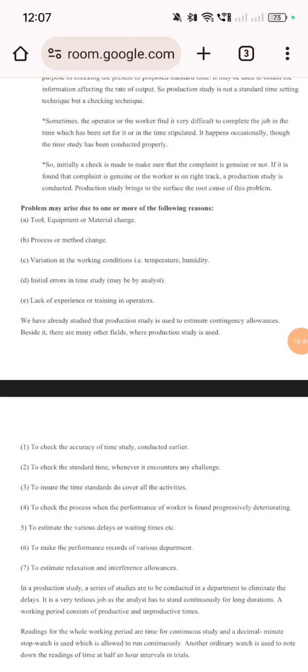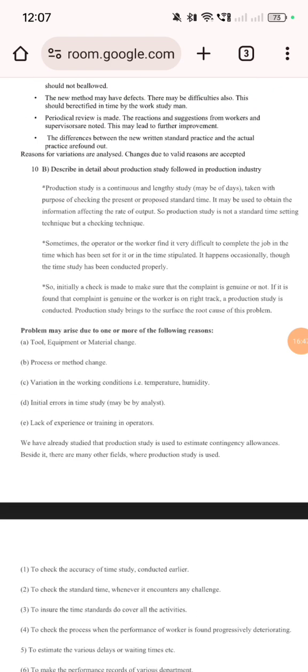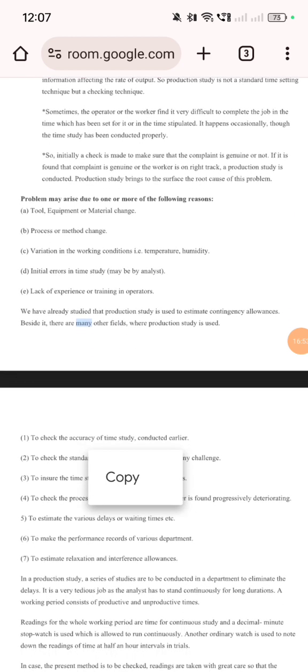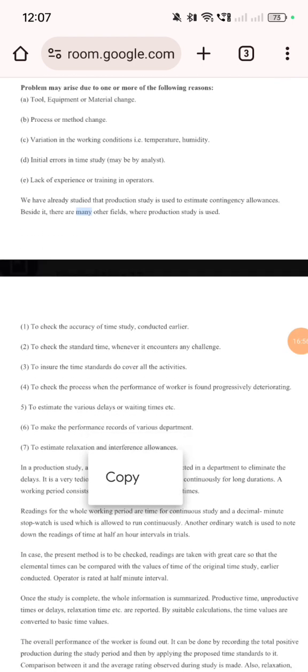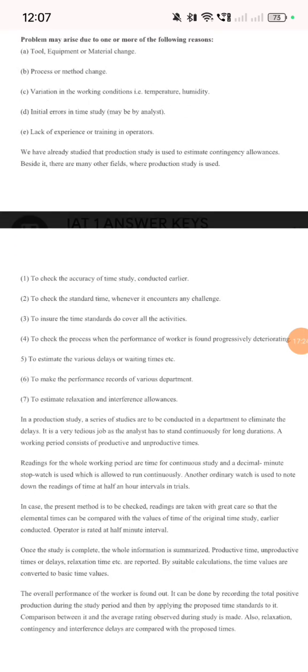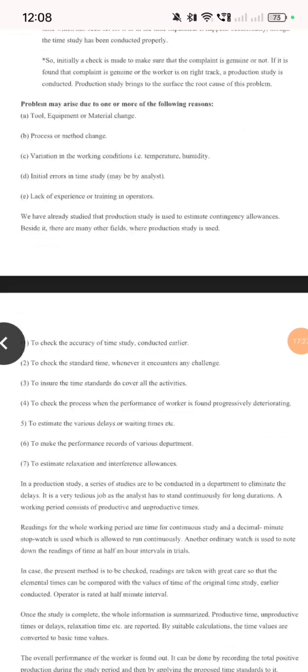The problem may arise due to one or more of the following reasons. First one, tool, equipment or material change. Second one, process or method change, variation in the work condition, initial errors in time study, lack of experience in training participation. To check the accuracy of time study conducted earlier, to check the standard time whenever one encounters any change, then ensure the time standards cover all activities. In this article, we will cover 4 distinct types of production process. First one, batch production, continuous production, flow production, custom production. These are the 4 main types of production followed in the production industry.